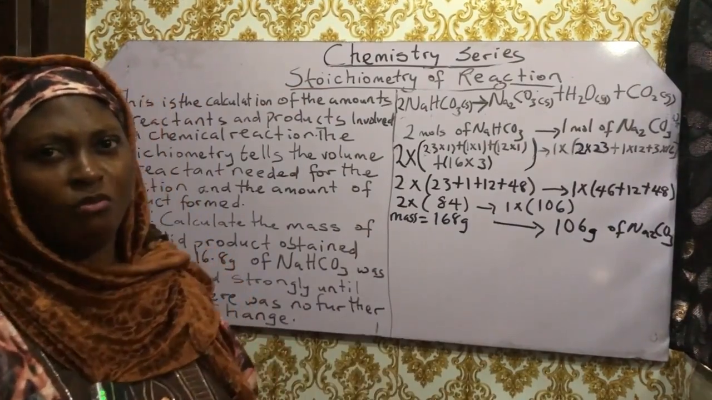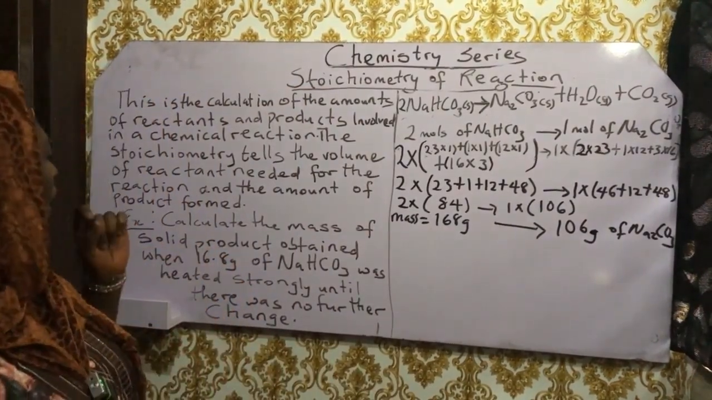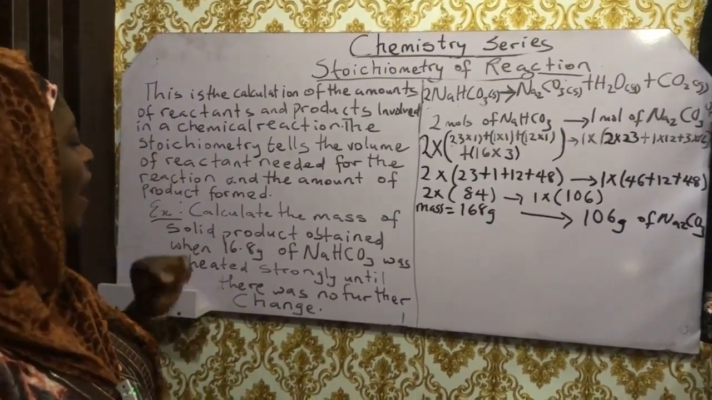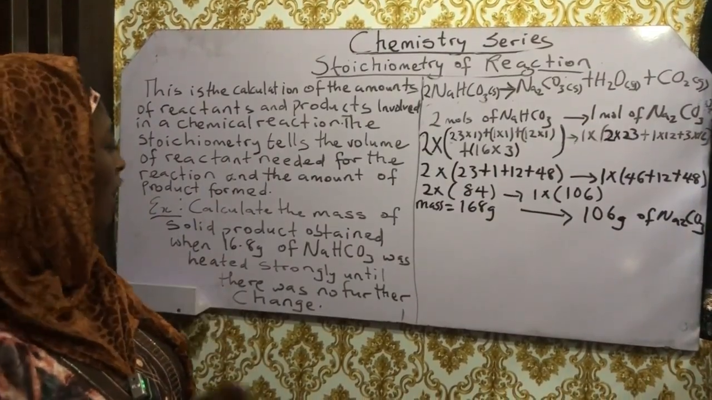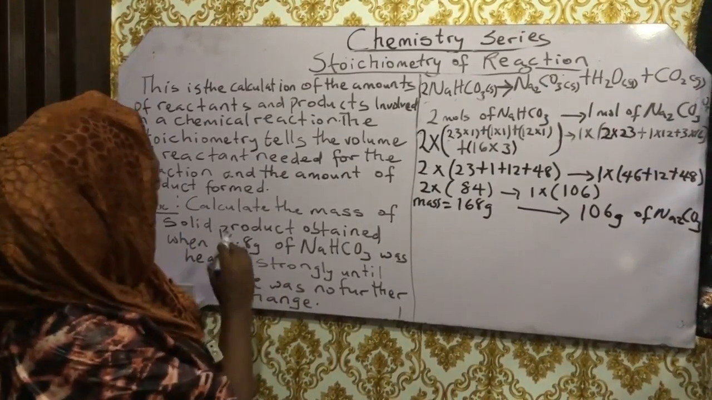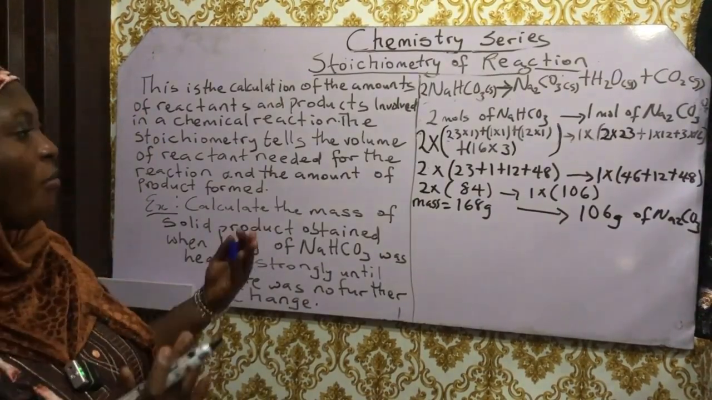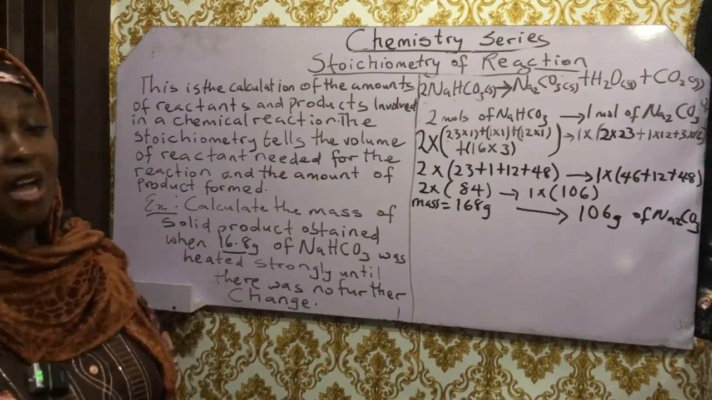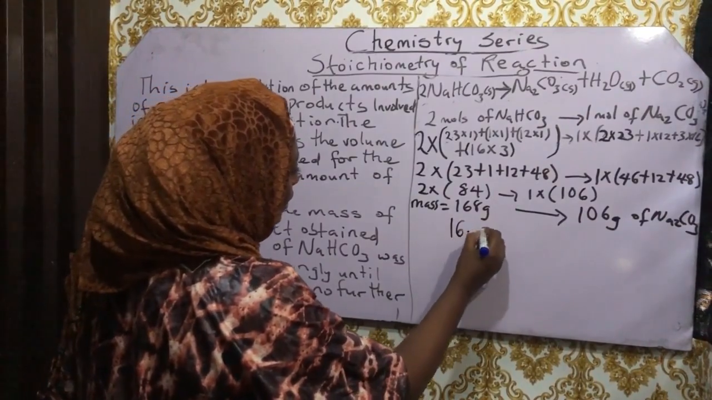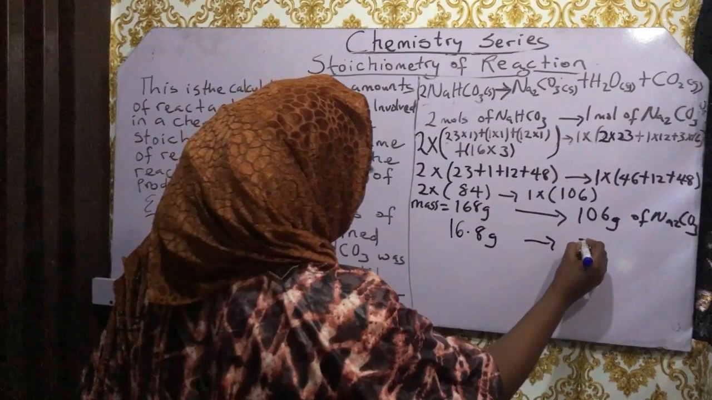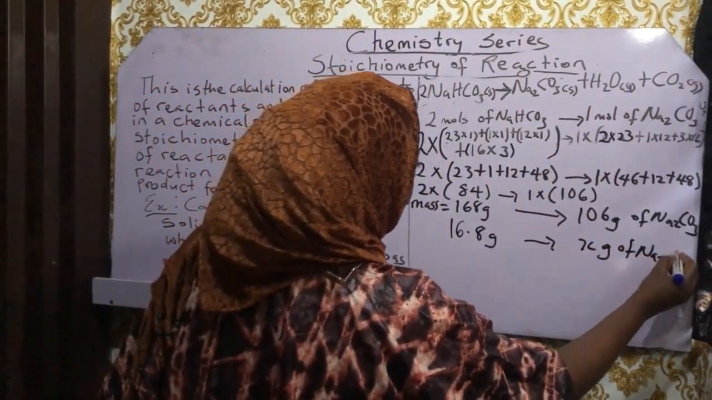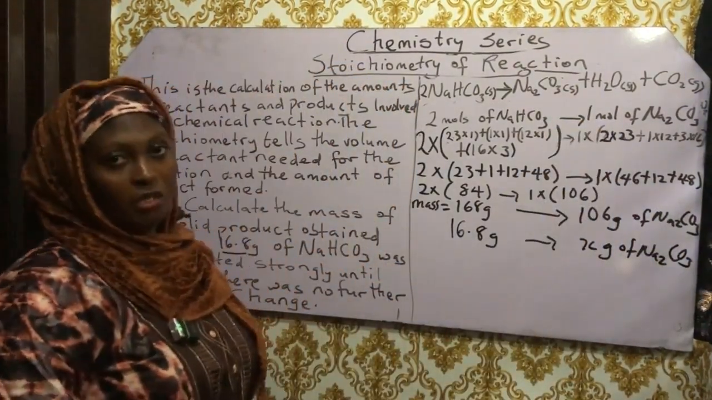Now, let's go back to the question. The question says, calculate the mass of solid products obtained when 16.8 grams of NaHCO3 was heated strongly until there was no further change. The mass given in the question is 16.8 grams. So we want to know what will be the mass of sodium carbonate formed. So 16.8 grams will give X grams of Na2CO3, which is the mass of the solid product.